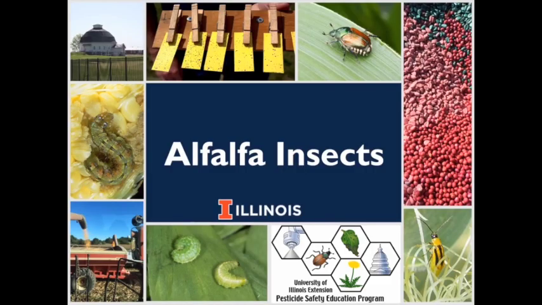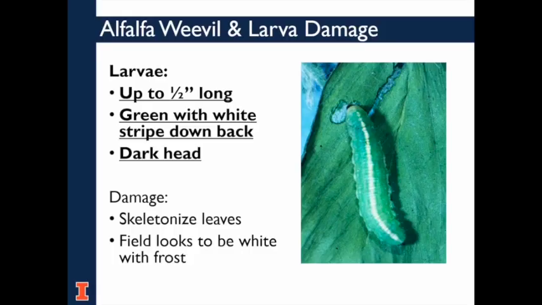Now we'll move on to alfalfa insects. We'll start with alfalfa weevils. Alfalfa weevil larvae grow up to about half an inch long. They are green with a white stripe down their back and a dark head. The larvae skeletonize leaves. As they feed, they strip away the green portions of the leaves, which can give the field a frosted look.